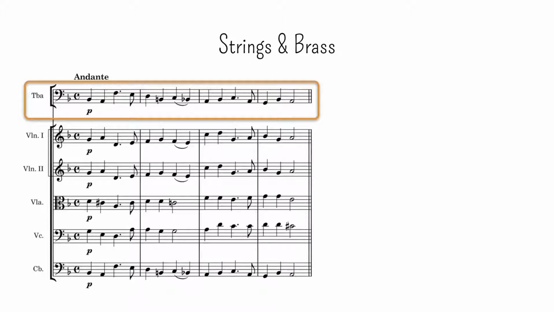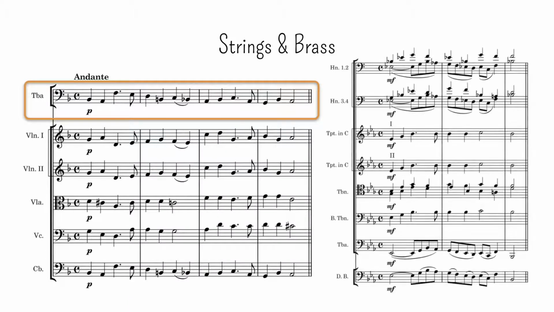Reinforcing the brass with the strings presents the same problem given for the woodwinds. Nevertheless, a very common case is the use of double basses to reinforce the tuba. Due to their low register, the double basses are hardly heard.